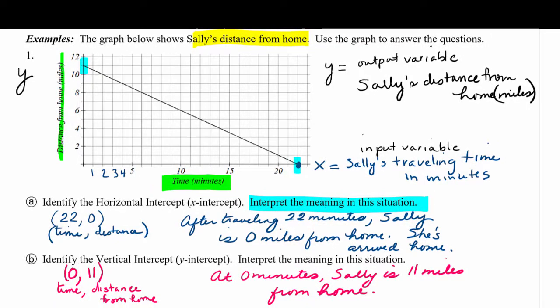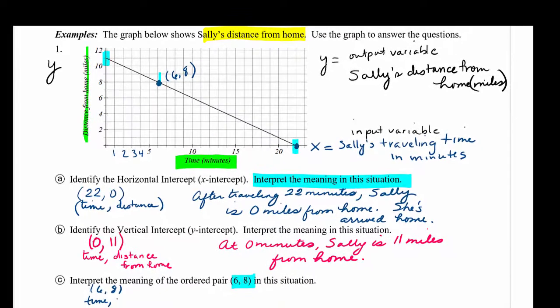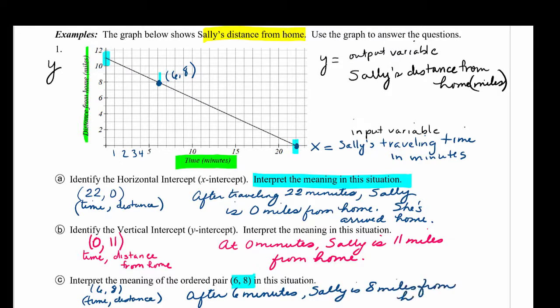Okay, so one more question here with our graph. Interpret the meaning of the ordered pair (6, 8). Right here, this ordered pair (6, 8). And again, remember, time and distance from home. So after 6 minutes, Sally is 8 miles from home. So do you get the idea of how these graphs are giving us some information about a situation? These linear equations and these graphs have some meaning depending on how we use them.